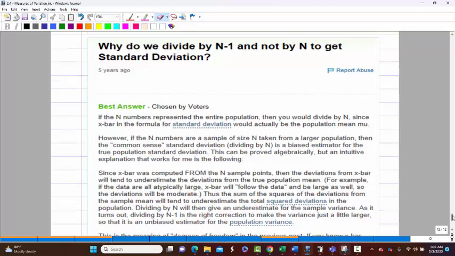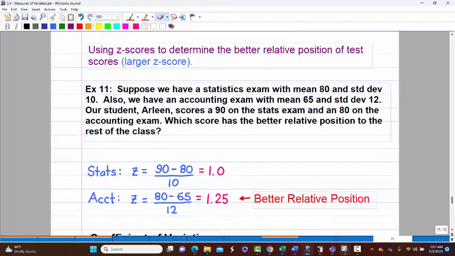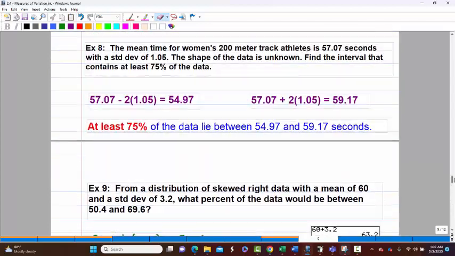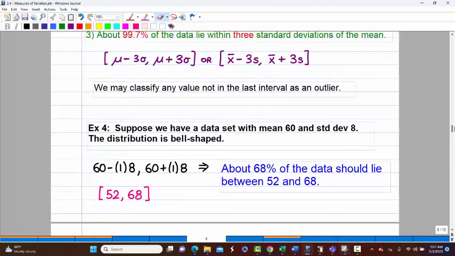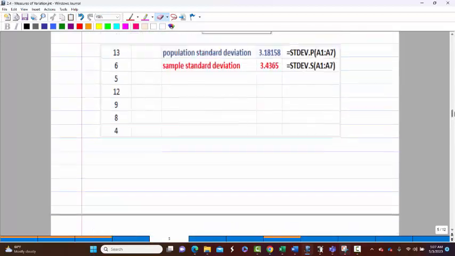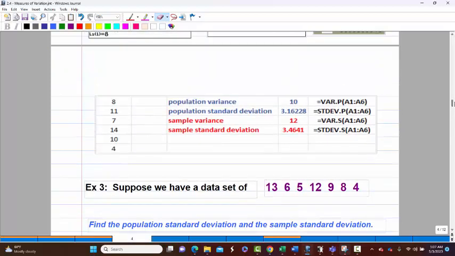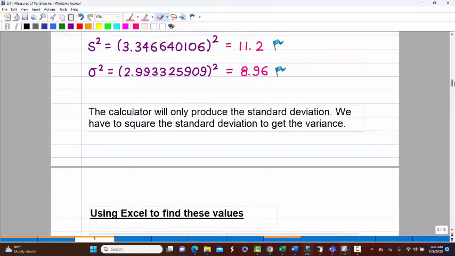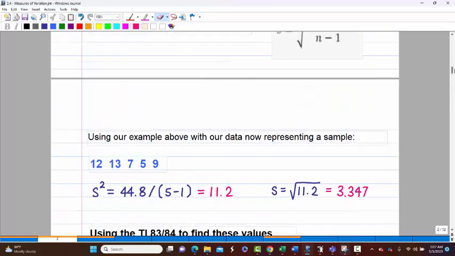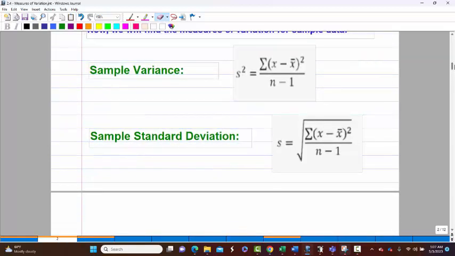If you divide by n minus 1, it makes the sample variance larger, because anytime you reduce the denominator of a fraction, it makes the value larger. So you're trying to overestimate it a little bit to make it more reasonable. There's a lot to that, but the good news is you don't really have to care about that. The technology we'll be using will take that into consideration. So there's the difference.